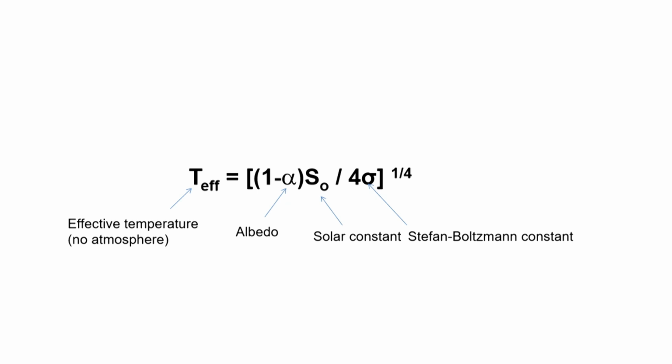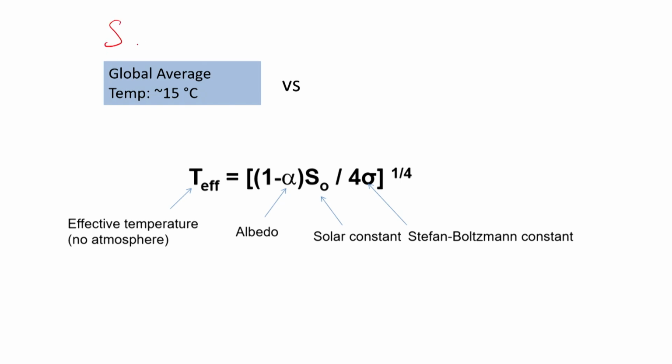If you use this equation and calculate the temperature, for example, if you take S0 equal to 342 watts per meter square, and alpha as 0.3, and you calculate the temperature, the effective temperature that comes out is about minus 19 degrees centigrade. This would be the temperature.